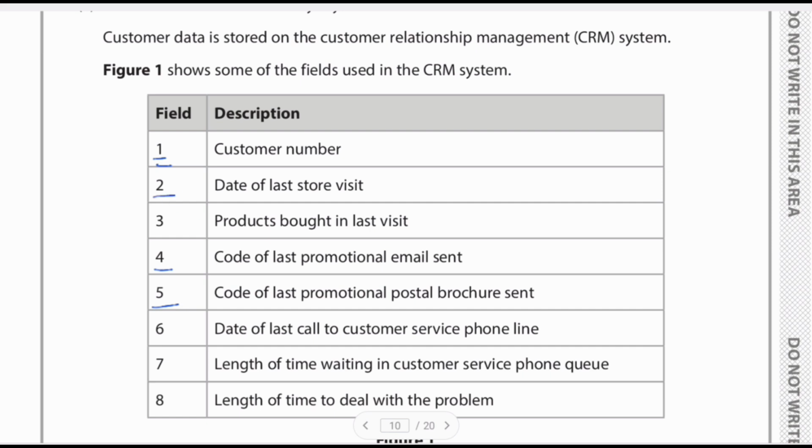Fields 1, 2, and 3. 1 is customer number, 2 is date of last store visit, 3 is products bought in the last visit. This will help to identify customers who haven't visited the stores recently, so the company can send tailored ads to bring them back. Again, with the same fields, you can also do upselling or cross-selling, so the customers get relevant product recommendations. So you can pick any one of them and then you are good to go.